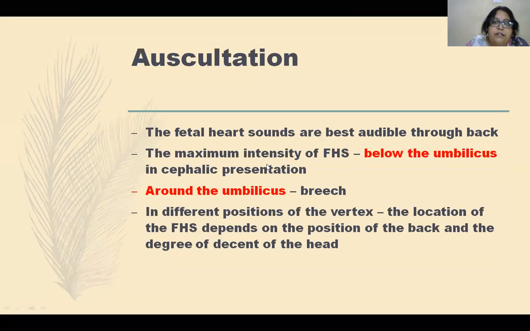Next is auscultation, where the fetal heart sounds are best audible. They are audible through the back. And where is the maximum intensity? In case of cephalic presentation, it is below the umbilicus. But whereas in breech presentation, it is around the umbilicus.